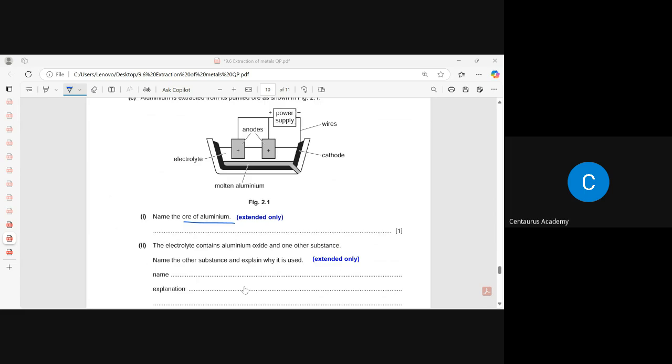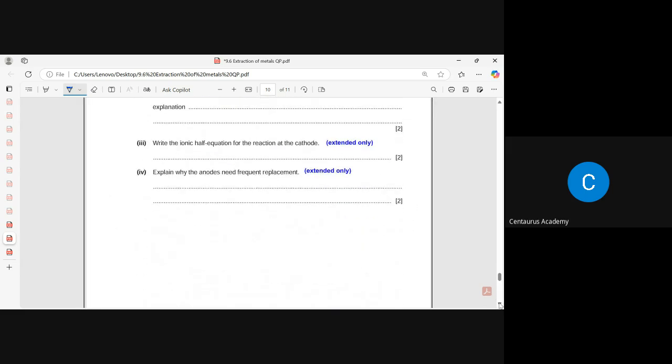Okay. Then the next question. Are we clear up to here? Yes, Zoya. Miss, can we also say that it increases the conductivity? It increases the conductivity. It acts as a solvent. Any of these three statements you can write.